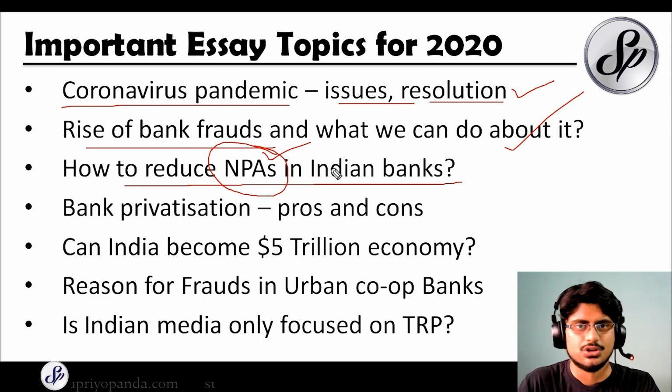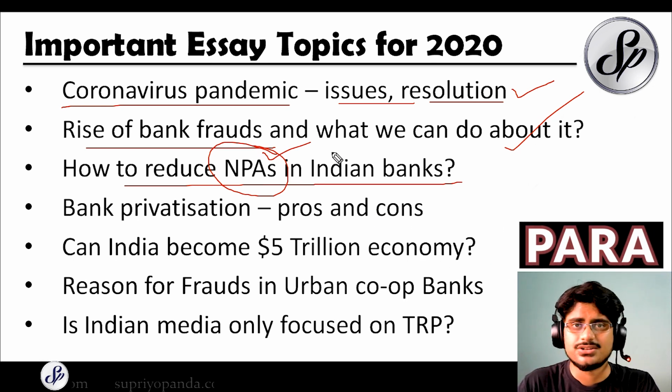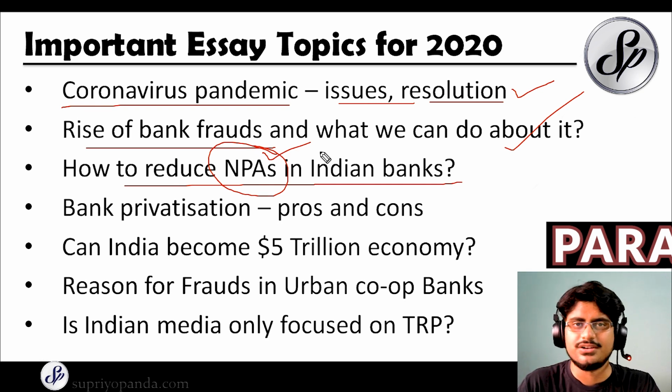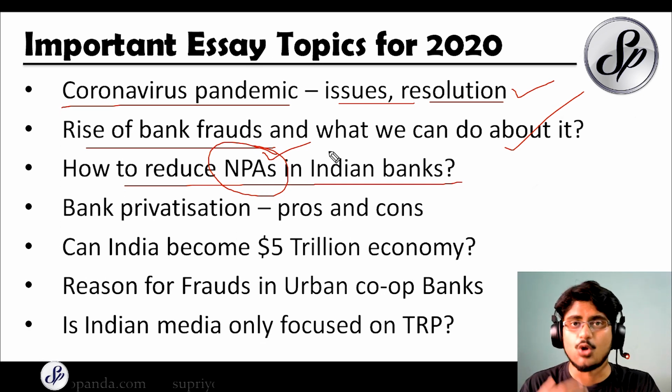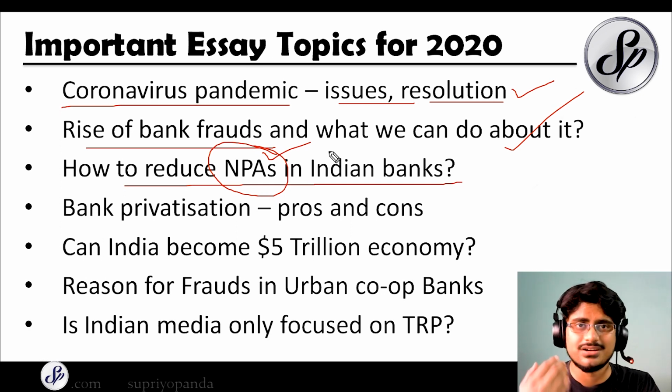You can give some solutions about the public asset rehabilitation agency and about the many other different ways in which we are reducing the NPAs, how the economy can bounce back, what the government can do, what the common person can do, how we can improve the credit discipline. So all these things, even about the farming loan waivers, you can just tie in together and you can package them in a very positive kind of a way.